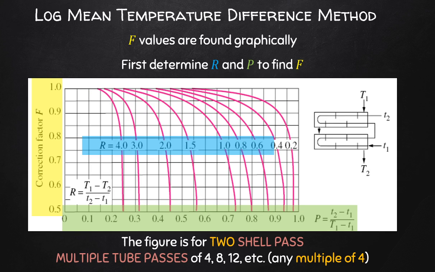Also pay attention to the fact that there are different types of configurations possible, and so there are different graphs that apply. So for example, this graph is for a 2 shell pass and a multiple tube pass of either 4, 8, 12, etc. Any multiple of 4.